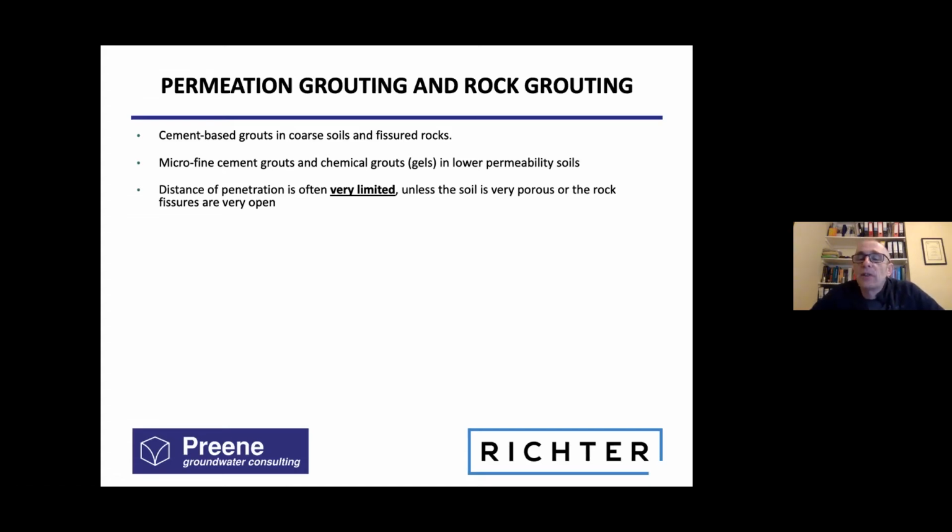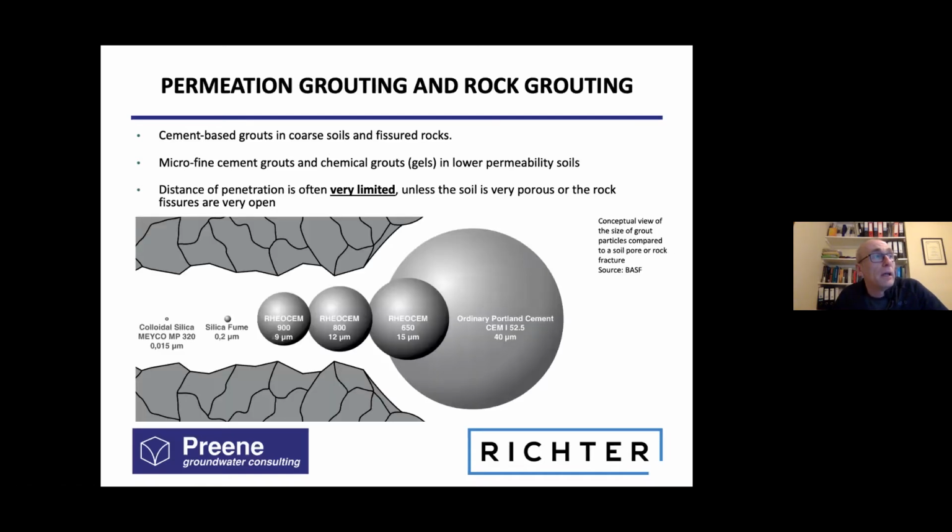The reason for this is that with cement grouts, the particle size of the cement is actually quite large in comparison to the pore size or the fracture size in the rock. This is a sort of cartoon-like diagram produced by one of the grout manufacturers, but it just shows how we think about the cement particles being quite large in comparison to soil pores or rock fractures. And if you try and inject these grouts into fine-grained soils or rocks with narrow fractures, these large particles just block, and that's why you don't get the grout penetration very far into the rock.